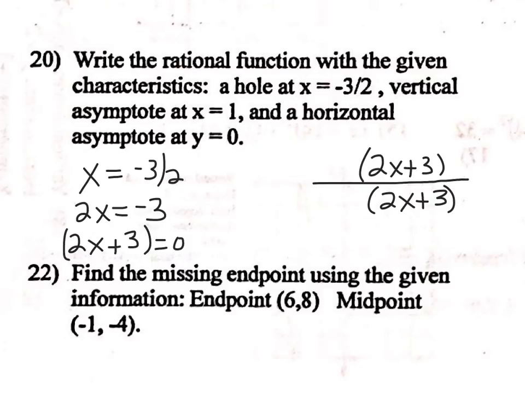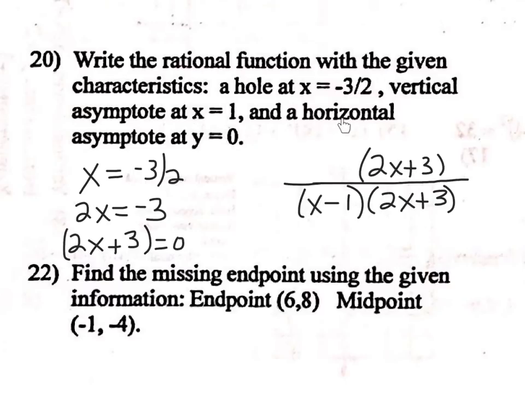Then I have a vertical asymptote at x equals 1. Well, I know that the vertical asymptote comes from the other value that's in my denominator. And this other value is going to be x minus 1, because when I solve for x, that's how I get x equals 1. So if I solve for x right here, I get x equals 1. So this represents my vertical asymptote.